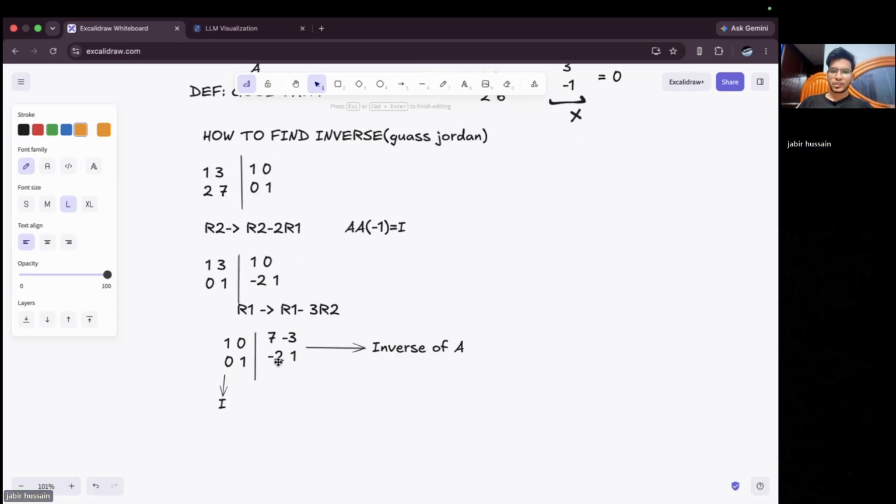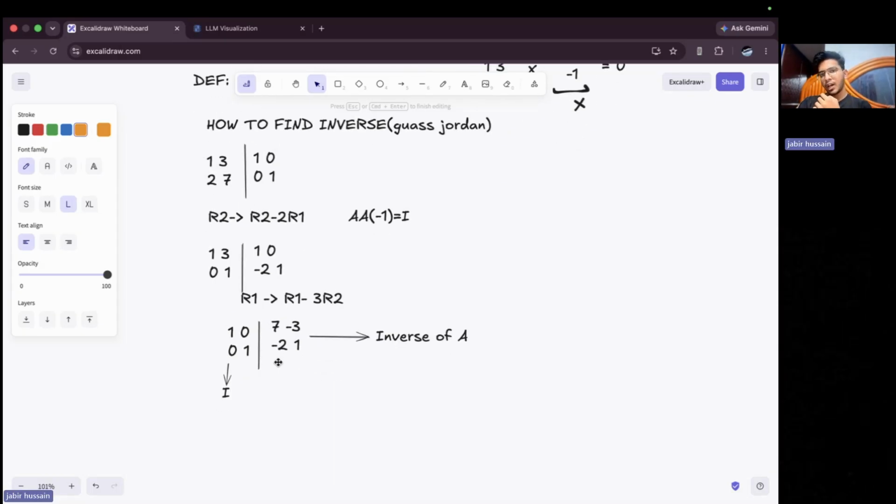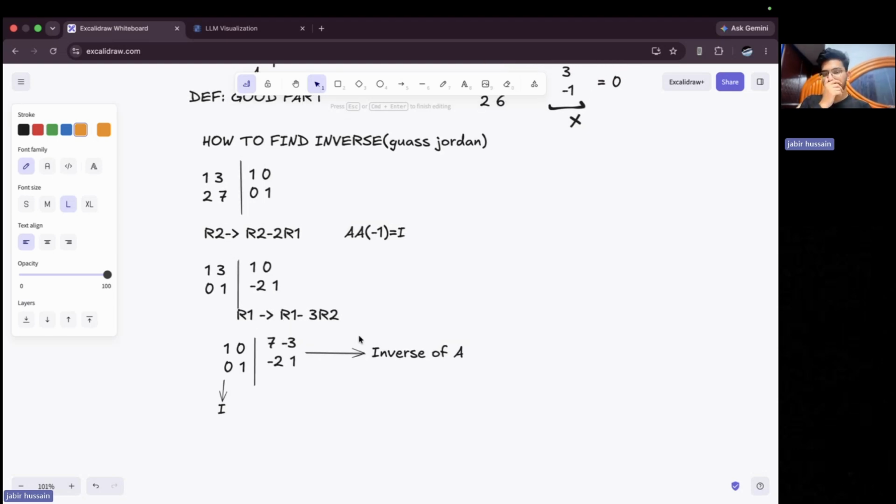Now the methodology is complete, this is the algorithm. You perform row operations and you keep on doing row operations till you get I on the left hand side, and whatever matrix you get on the right hand side will be the inverse of the given matrix. Now if you multiply this matrix with this one, you will get I. Clear. Now let's talk about some mathematical description. Let's go back here, and after talking about the mathematical description, we'll stop.